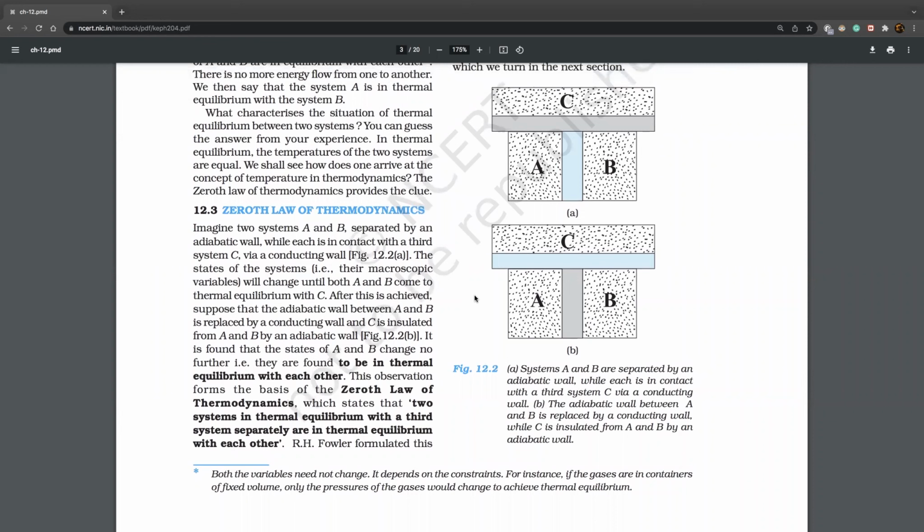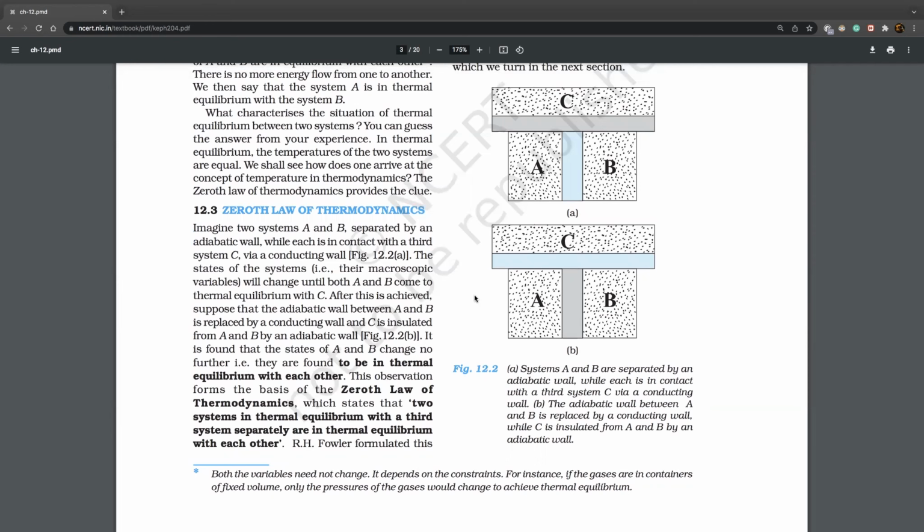Isobaric means, you must have studied about bar, which is a unit of pressure. So in isobaric processes, pressure is constant. In an isochoric process, volume is constant. So there are certain constraints, etc. We'll get to that later.